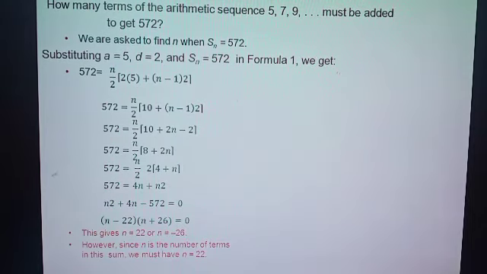So if you factorize this, you know how to factorize. If you factorize this, you will get the factors as n minus 22 into n plus 26. So you will get the n value as 22 or minus 26. You know how to do this, children. However, since n is the number of terms, it cannot be negative. So n is equal to 22. So there are 22 terms. If you add 22 terms like this, 5 plus 7 plus up to 47, then you will get the sum as 572.